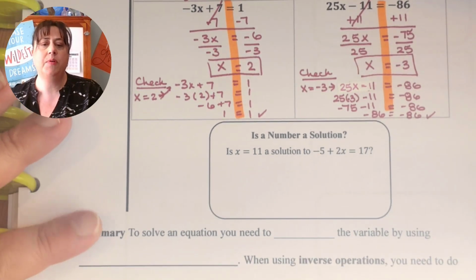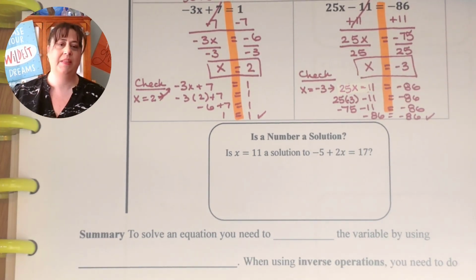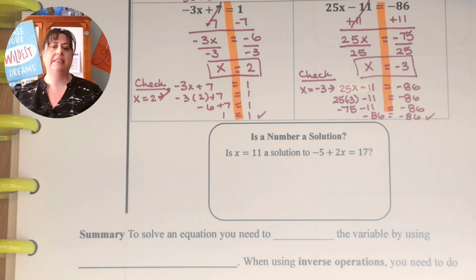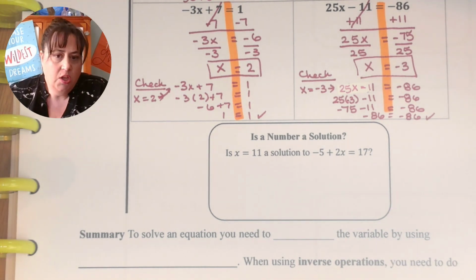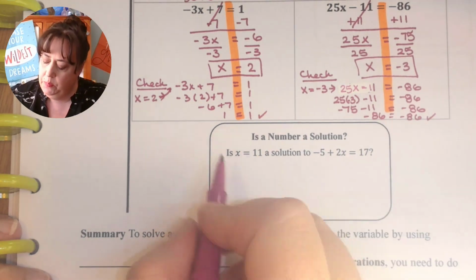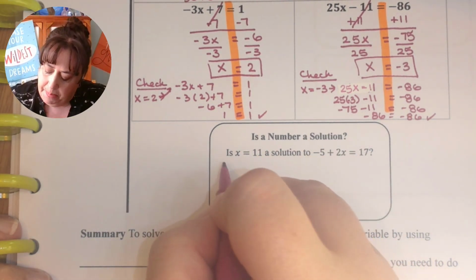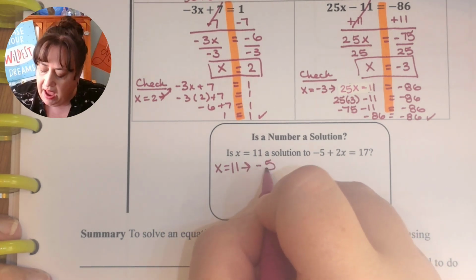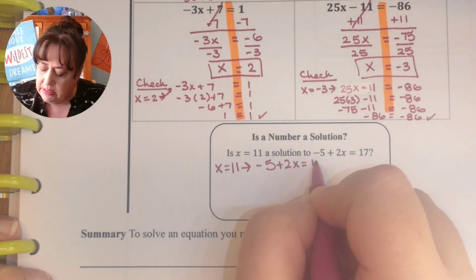Okay, so is a number a solution? So we've actually been doing this already. Every time you check it, that's asking that question. Is this a solution? So that's all you had to do. So is 11 a solution? We're just going to substitute that in. So we're going to put x equals 11 into negative 5 plus 2x equals 17.